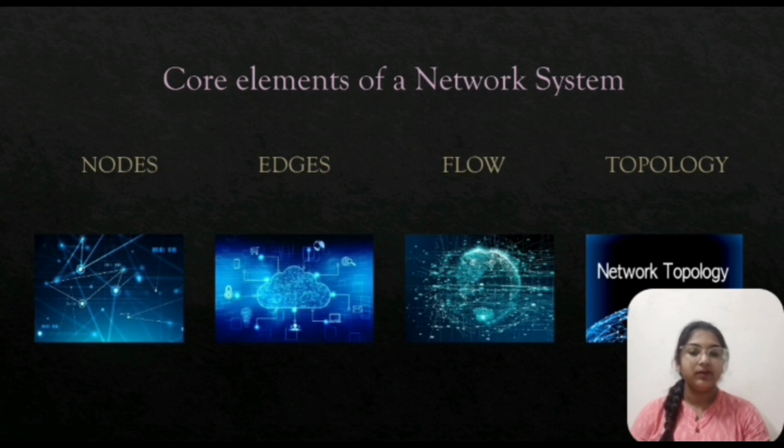So, next let us see what edges are. Edges are the connections between nodes, essential for enabling communication and data transfer across the network. Next is flow. Flow indicates the movement of information through the network, often analyzed using linear algebraic methods for optimization. Last is topology. Topology refers to the arrangement of nodes and edges in a network, influencing its performance and reliability.